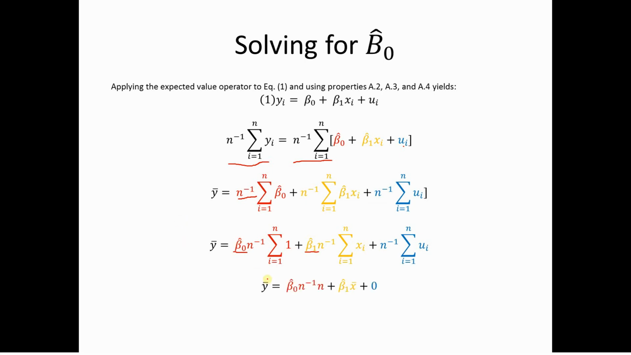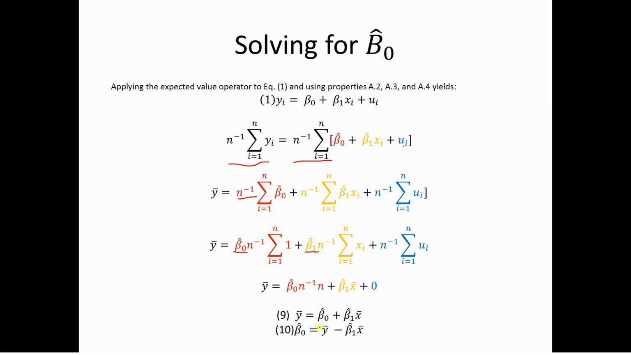Next, I did a little bit of math. We know that if we sum up 1 n times, we end up with n. So we move on to the next term. If we're summing up all of the x's and then dividing by n, what we're actually doing is taking the sample mean, so that's the mean of x. And this last term, this blue term, we know that we've defined the sample mean of u to be equal to 0, so we're just applying that property there. So we end up with these equations.